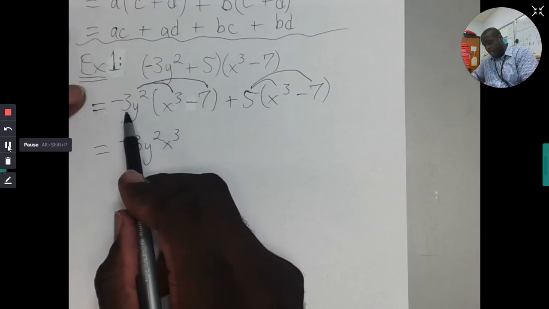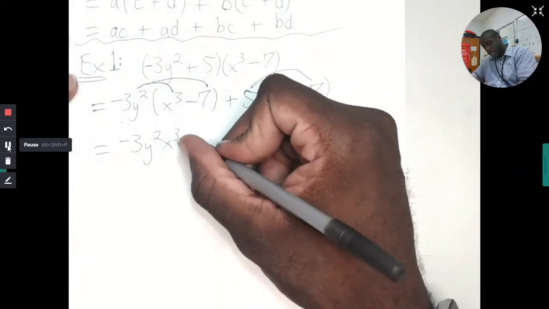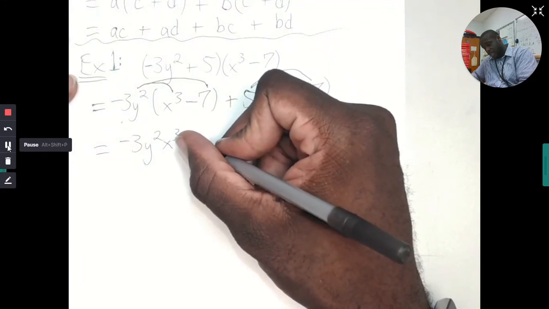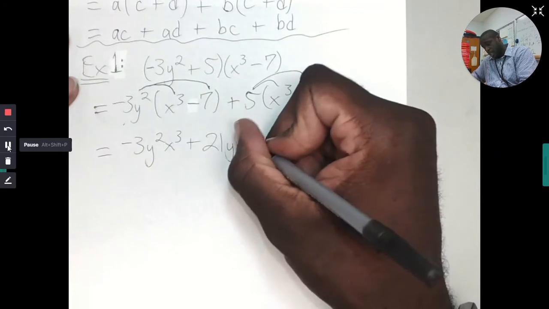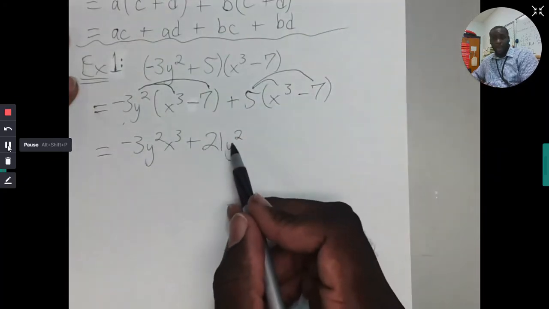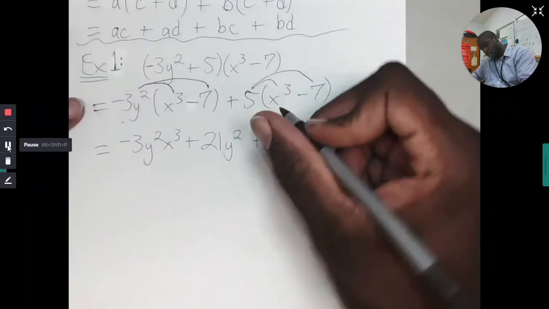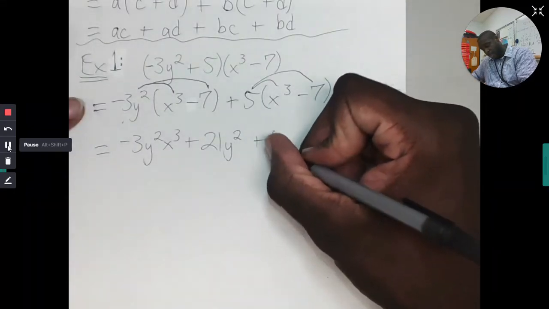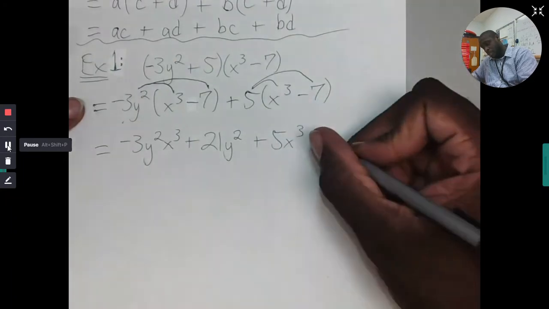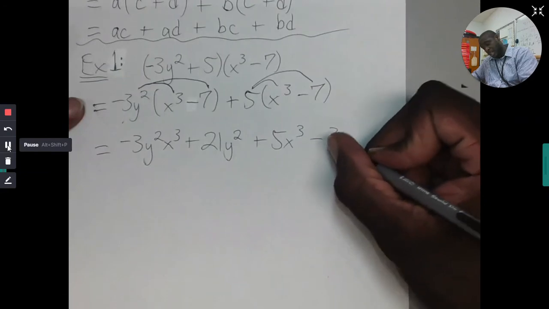All right, when we do negative 3y squared times negative 7, all we have to do there is multiply the numbers together, negative 3 times negative 7, which gives us positive 21. And we still have that y squared there. Okay, the next part, where we distribute the 5 there, that should be very simple. 5x cubed. And then distribute the 5 to the negative 7, negative 35.